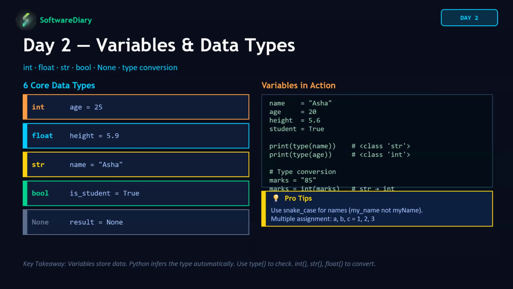Right. So I've mentioned a few examples like name is equal to Asha, age is equal to 20, height is equal to 5.6. Like that, covering all the data types, including Boolean, where Boolean means true or false, like student is equal to true or false. So I tried to cover a few important basic terms in day two.